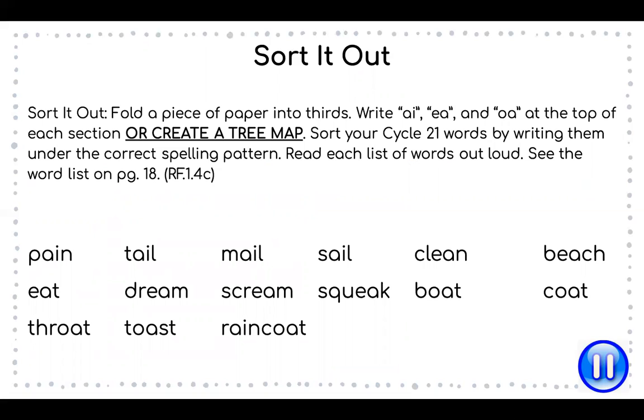We've done this several times now, so you can either fold a piece of paper into thirds or you can create a tree map. You're doing vowel teams of AI, EA, and OA. If you'd like to, you are more than welcome to pause my screen right now and copy down these words. These are your words for cycle 21.